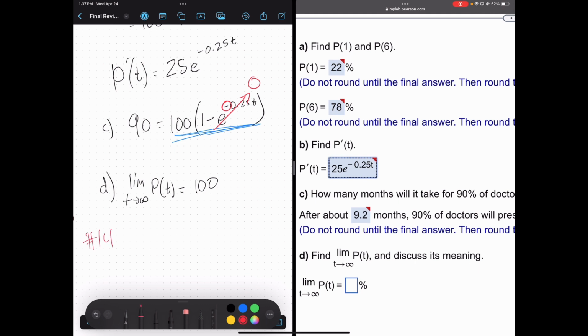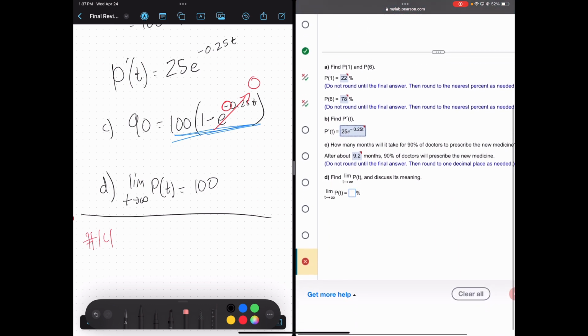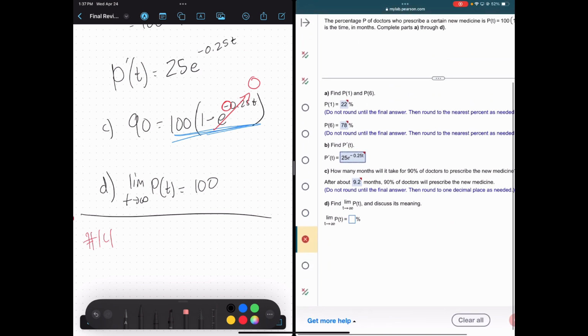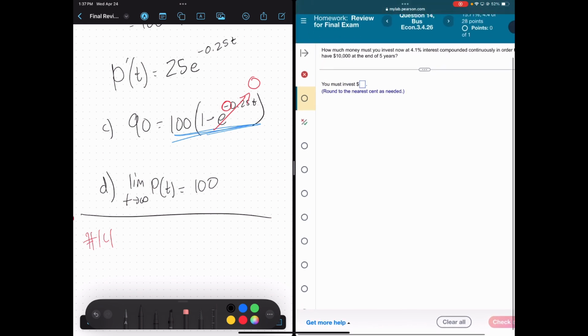Number 14. Okay, so more exponential functions, but this is where we finally get into finance, present value, future value. Let's see, did I miss anybody else? Yep. Okay. Present value, future value.